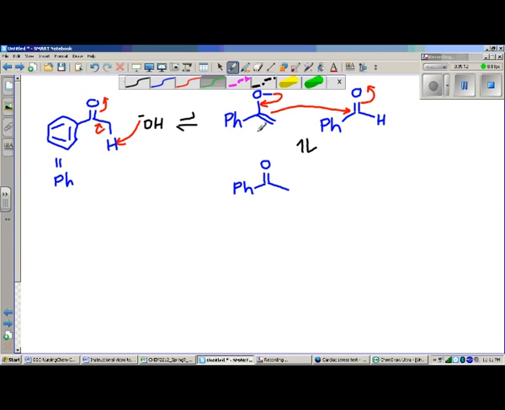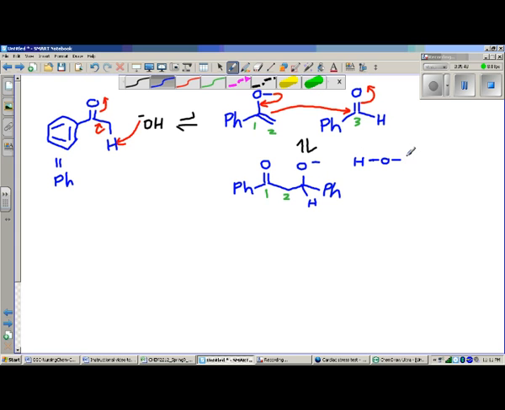Let's do some numbering again just to check. 1, 2, and I'm going to say this is carbon 3. So I've formed a bond between carbon 2 and 3. So what do I have coming off carbon 3? Well, I've got my O minus, I've got my phenyl group, and I've also got my hydrogen. You don't really need to show the hydrogen at this point, but it's perfectly fine if you do.